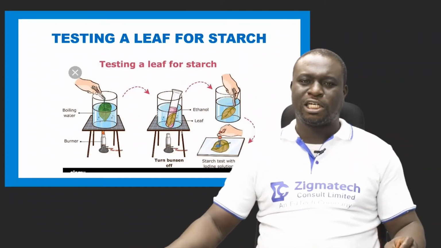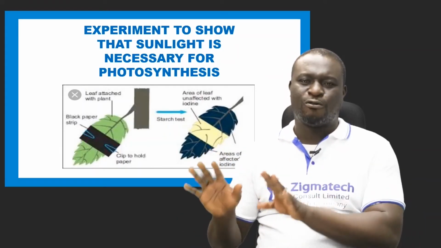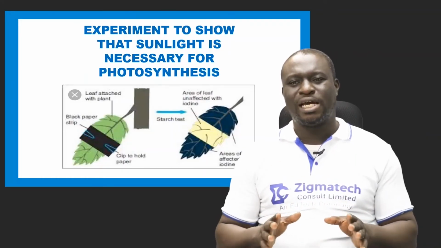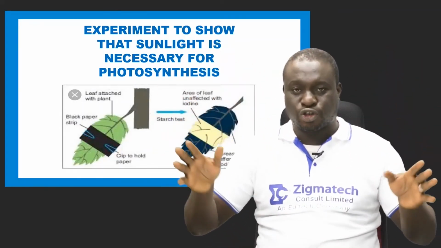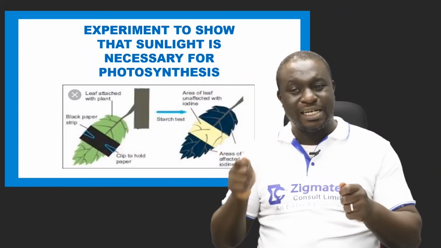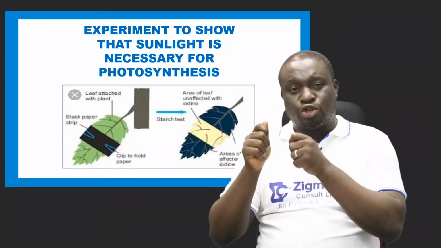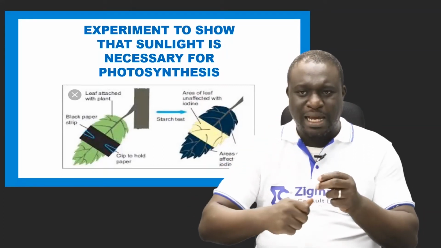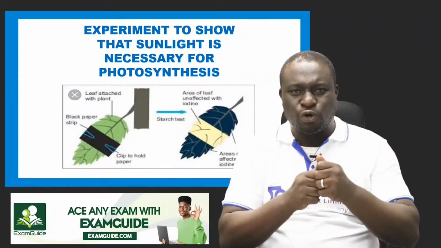Now, the next experiment to look at is the experiment to show that sunlight is necessary for photosynthesis. What you do is that a plant that is exposed to sunlight for quite a number of hours, you don't pluck out the leaf first. Leave it where it is attached to the plant. What you do is that you take a black paper strip and cover a part of the leaf, and clip it to hold it firm.